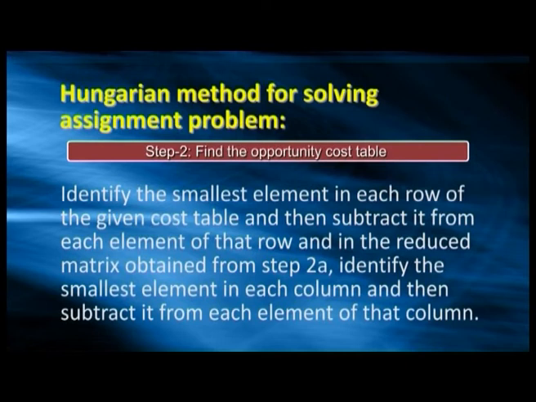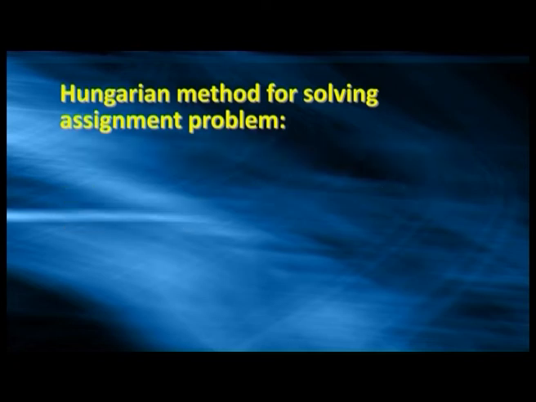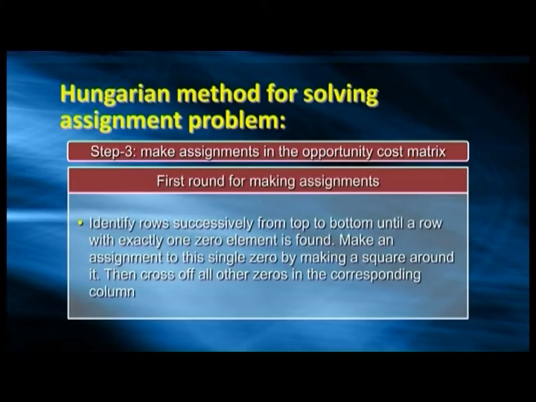Identify the smallest element in each row of the given cost table and then subtract it from each element of that row, and in the reduced matrix obtained from step 2a, identify the smallest element in each column and then subtract it from each element of that column. Each row and column now has at least one 0 element. Step 3. Make assignments in the opportunity cost matrix. The procedure of making assignments is as follows.